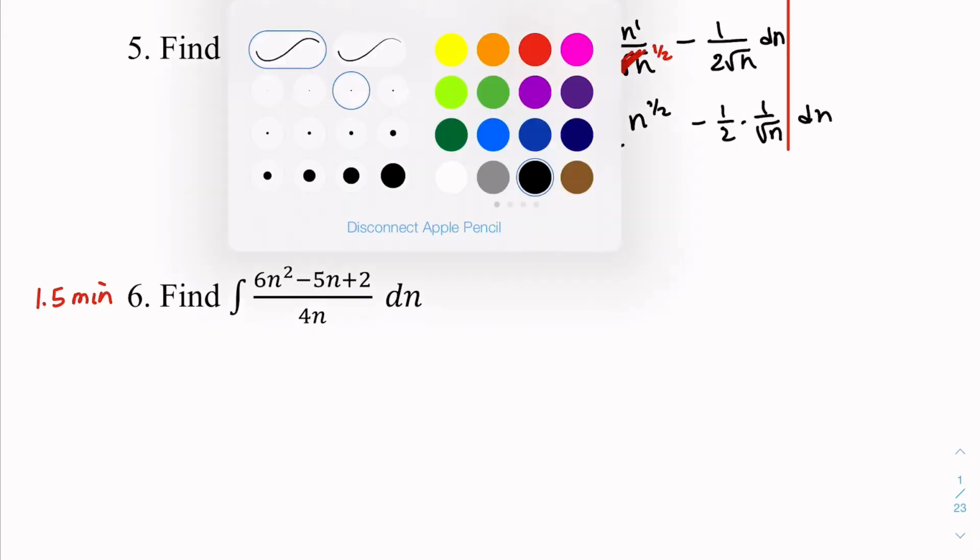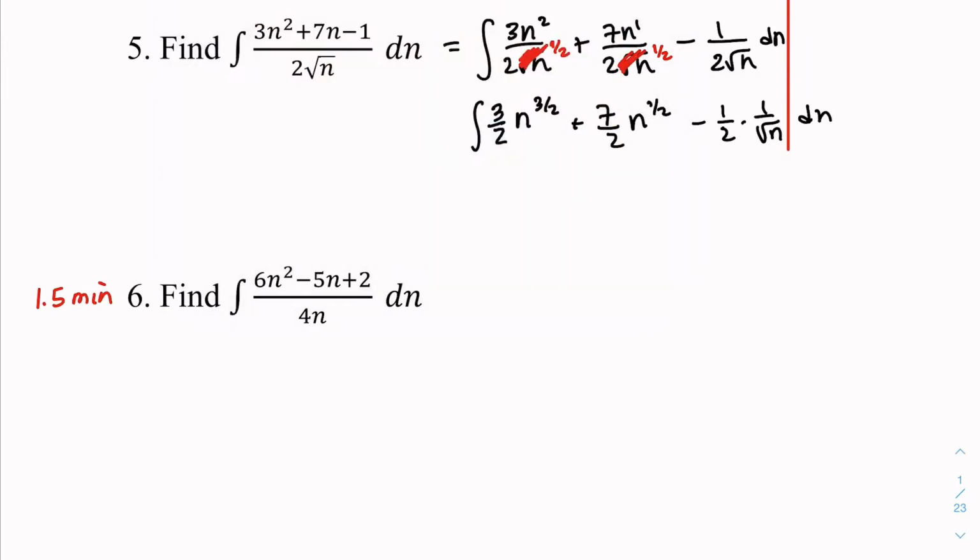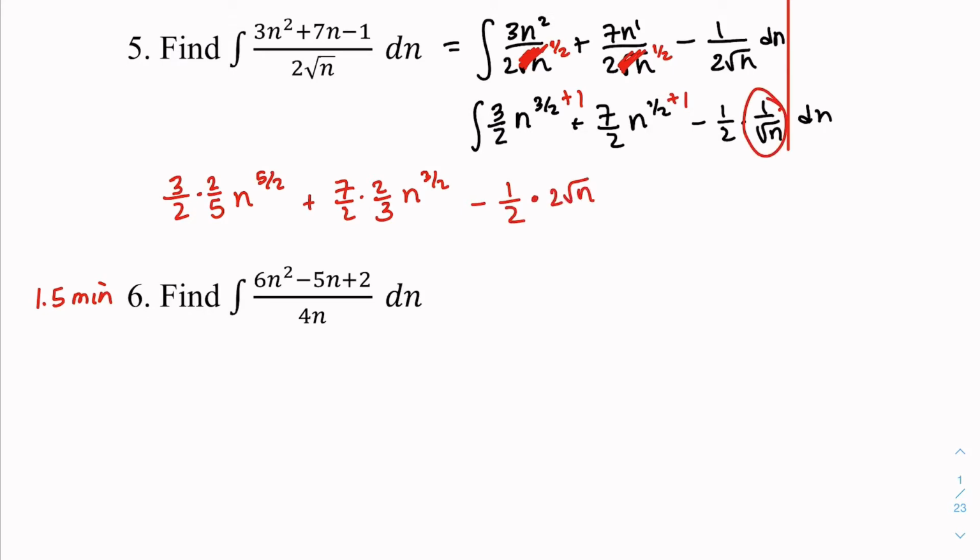So let's use the power rule. For the first problem, we're copying down a 3/2, leaving a space. That's n to the power of 3/2 plus 2/2 is 5/2 times 2 over 5, plus 7/2, leave a space. That'll be n to the power of 3/2 times 2 over 3, minus 1/2. And the integral of 1 over radical n is just 2 root n plus c. That's a formula. You can leave your answer like this. If you wanted to simplify, we can do that. Just be careful not to make any errors.